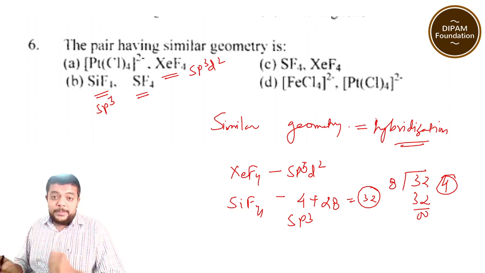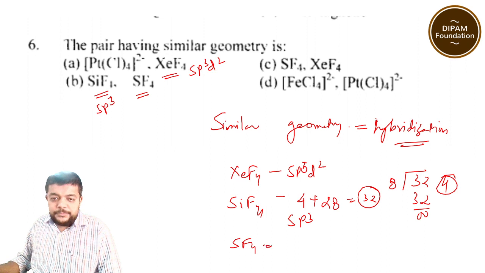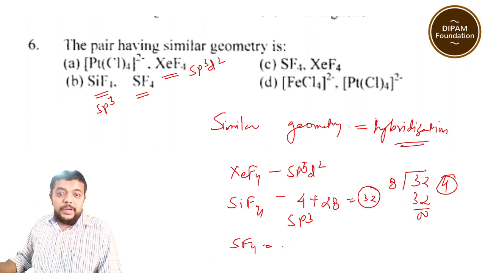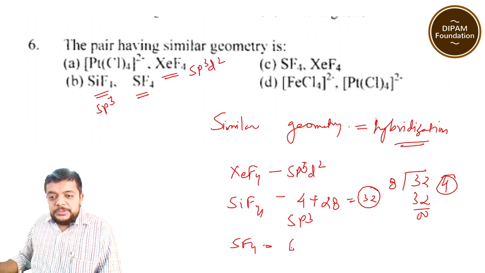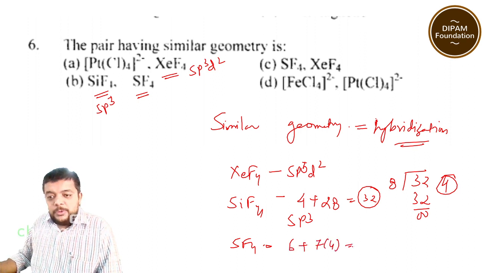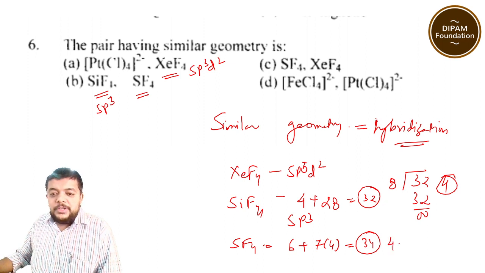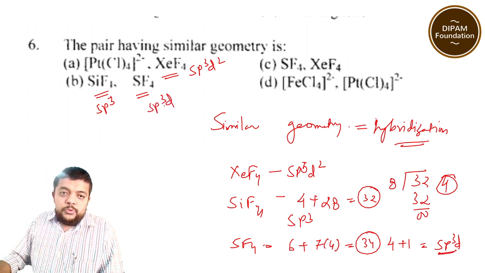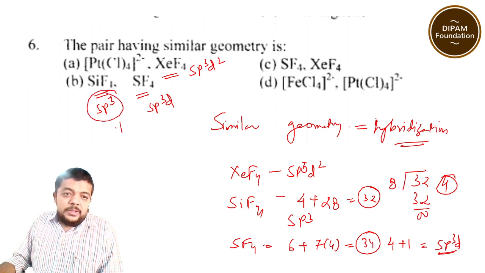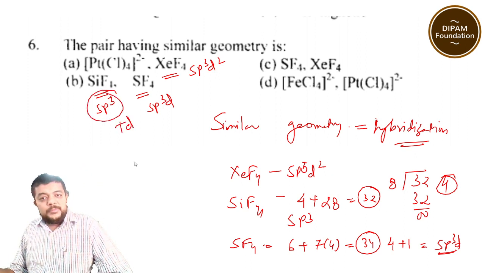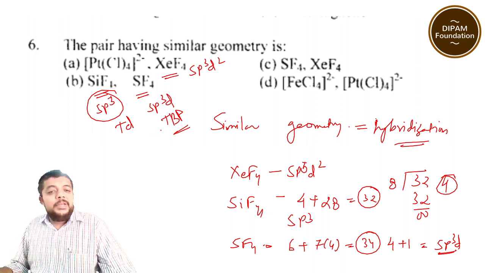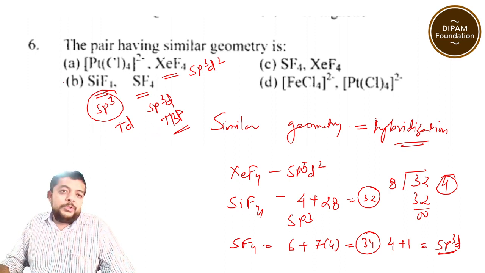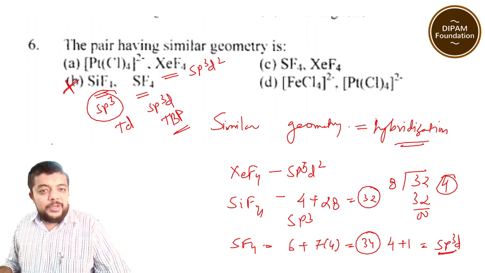When it comes to SF4, it is a little different. I'll tell you how, just be aware. Whenever we say SF4, it is 6 of sulfur, each fluorine 7, so 7 times 4 is 28, plus 6 is 34. When you end up with 34, you end up with 4 plus 1, that is sp3d hybridization. So over here, as it is sp3, the geometry will be tetrahedral. As it is sp3d, the geometry will be trigonal bipyramidal ideally. Even the shapes are not equal, so you will never end up with this as a similar geometry.